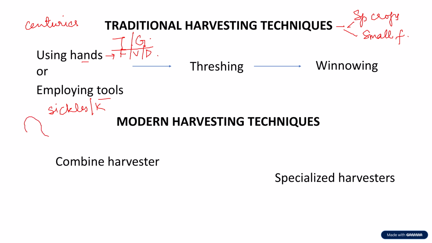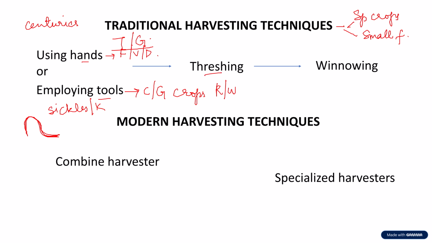A sickle is of this shape. You might have seen it somewhere. So they cut it and gather it. They gather crops such as rice or wheat, that is, grains, and store them and keep them in a place. The next step is threshing.